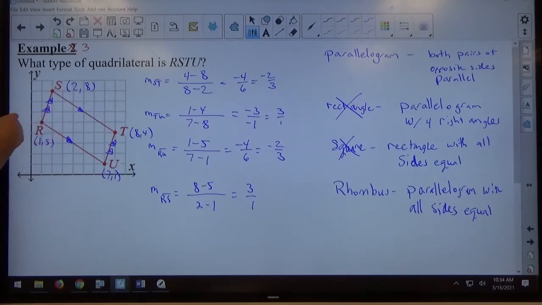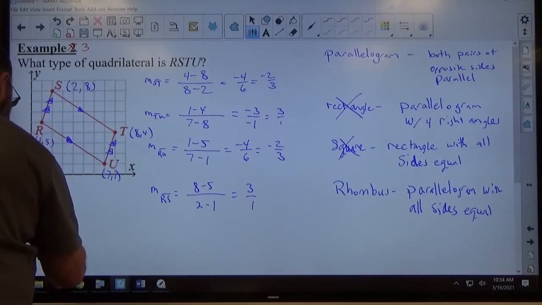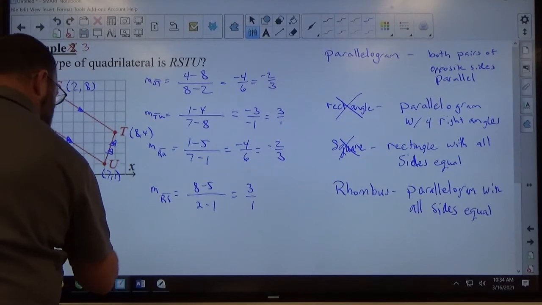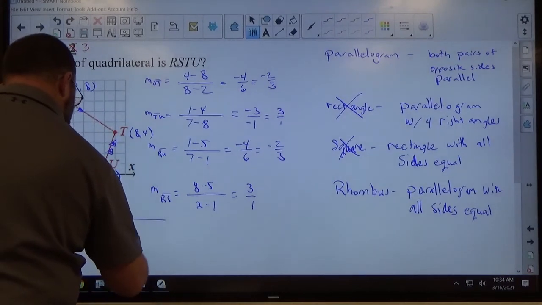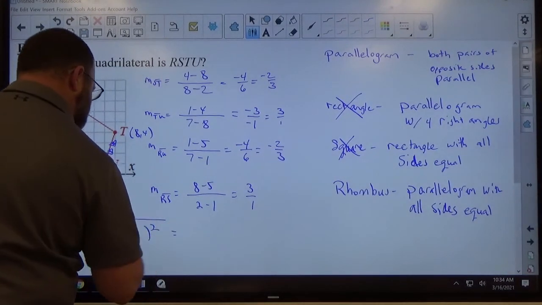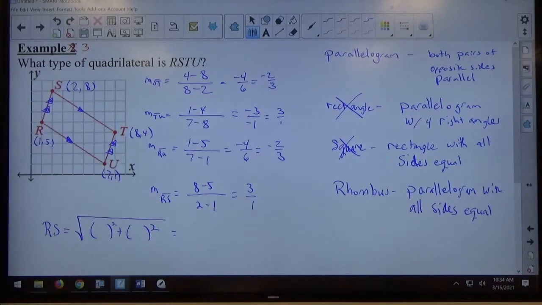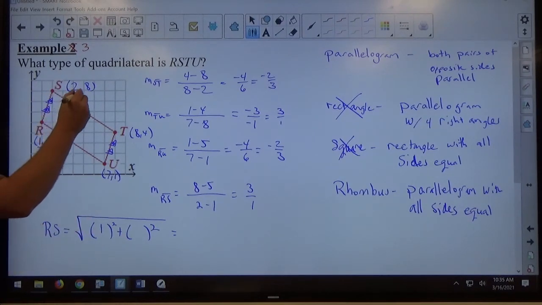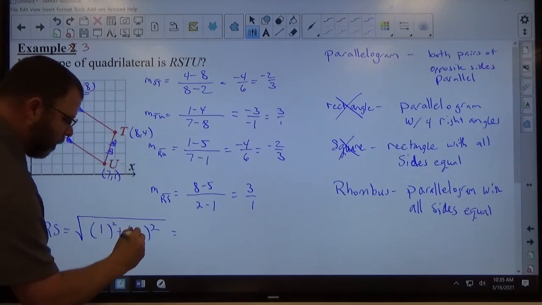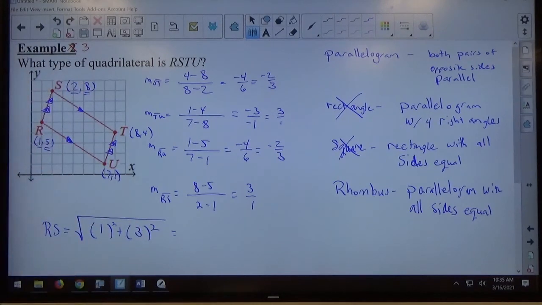If not, it's just a parallelogram. They don't look like they are the same, right? It's sort of drawn to scale, so I'm already banking on the fact probably not the same, but it's good to practice this stuff. So if I'm looking at RS, that equals the square root of parentheses squared plus parentheses squared. If you recall from yesterday, we fill in the parentheses with how far apart are the values. So how far is it from 1 to 2? 1. How far is it from 5 to 8? 3. Okay, that's all that is.